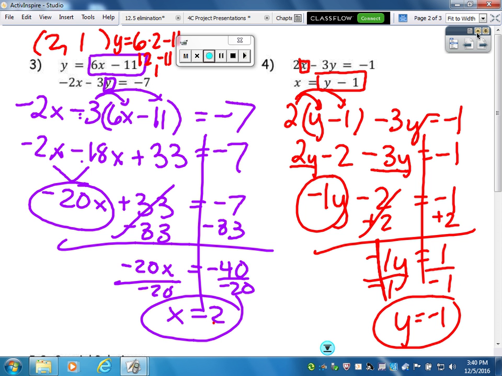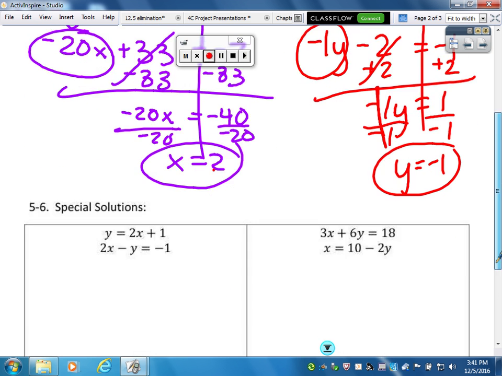So let's go and solve for our x value. Probably doing it in your head this time. So x is equal to negative 1 minus 1. That's negative 2. So final answer for this one is my x value of negative 2 followed by my y value of negative 1. So x and then y.